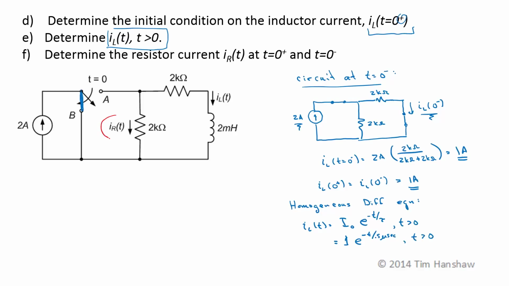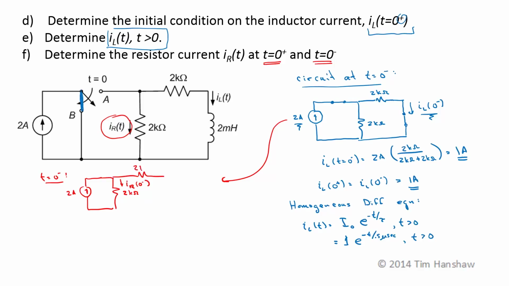Now let's look at the resistor current, I sub R of t, at t equals 0 plus and t equals 0 minus. So at t equals 0 minus, this circuit over here is the one we use. We have a 2 amp source, 2 kilo ohm resistor. This is I sub R at 0 minus, another 2 kilo ohm resistor. And again, at t equals 0 minus, if we assume that the switch has been in position A for a long time, this inductor is going to look like a short circuit, and this is I sub L at 0 minus.